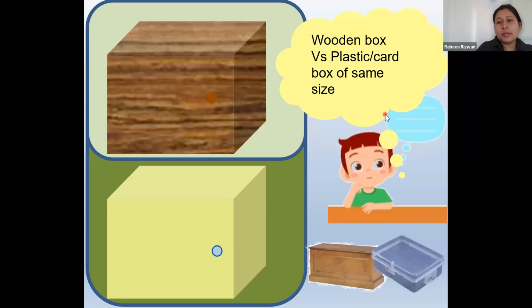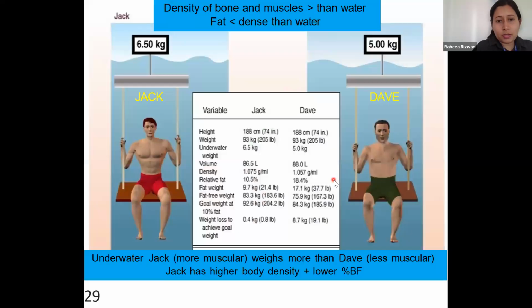Here is an example I'm giving you. Think there are two boxes of the same size. One box is made of wood, and one box is made of thin card, or a plastic box. What do you think? Which will be heavier when you hold both in your hands? Yes, the wooden one. So think why? Because of its density: the material is more packed than the plastic or the card. Okay, so this is the difference.